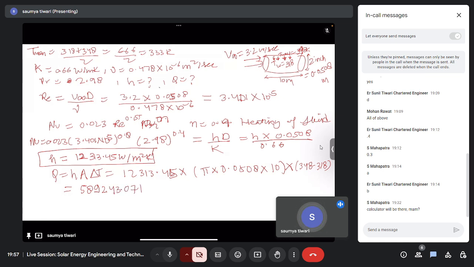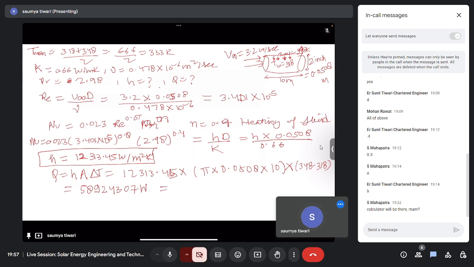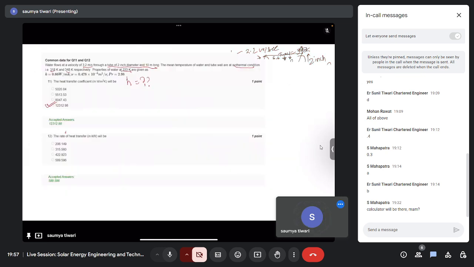5892443.07. The answer is asked in kilowatt, so it will be equal to 589.24 kilowatt. Okay, so this is the correct option.